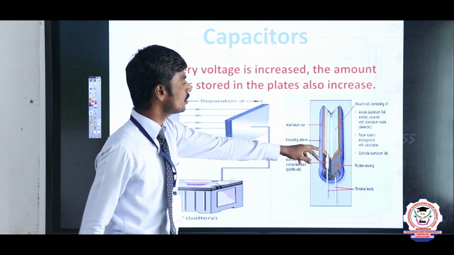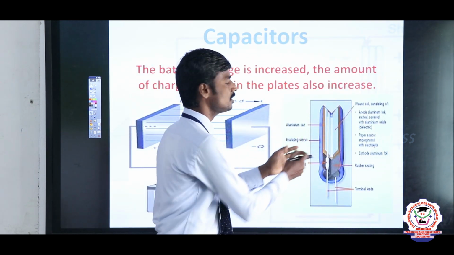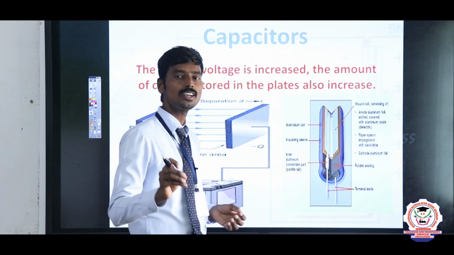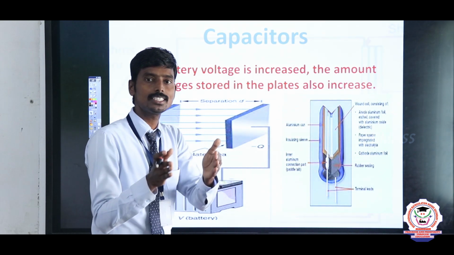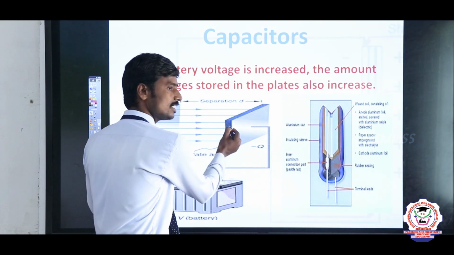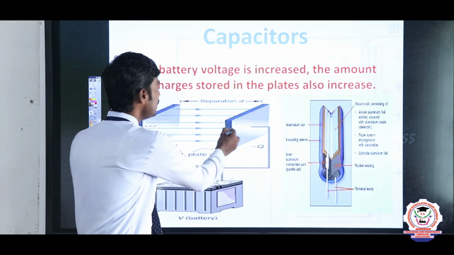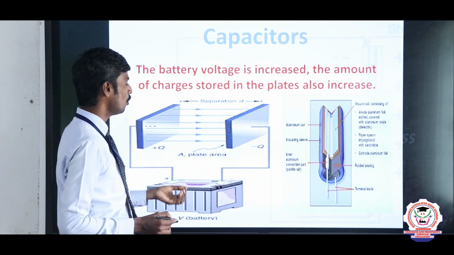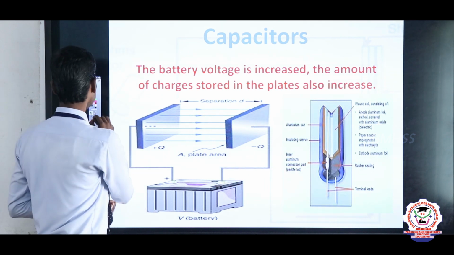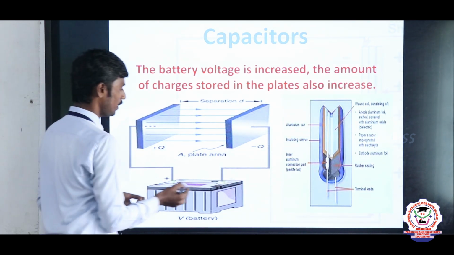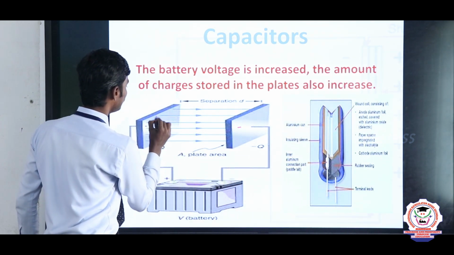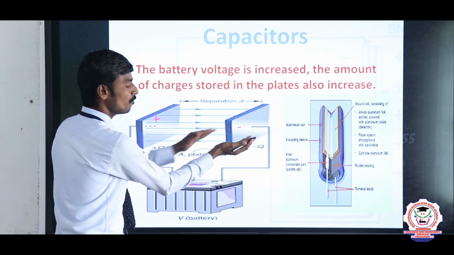This is the internal structure of a capacitor. A simple capacitor consists of two metal plates separated by some distance. This is a very important term: two parallel plates separated by a small distance, which we call D. When the two metal plates are connected with the battery, electrons are transferred from one plate to the other. One plate becomes negatively charged and the other becomes positively charged.